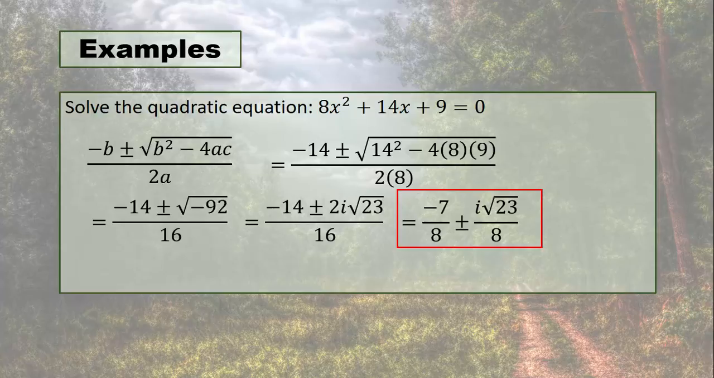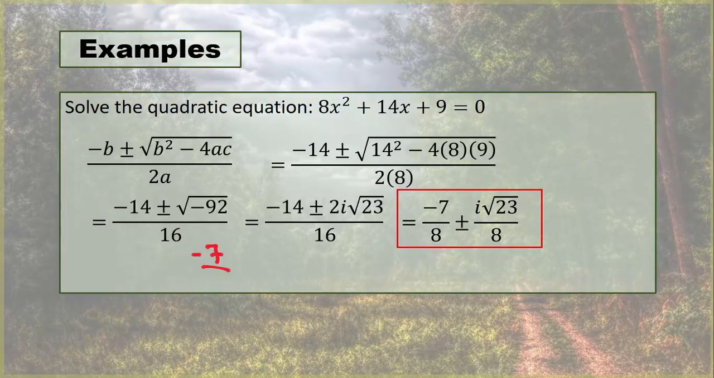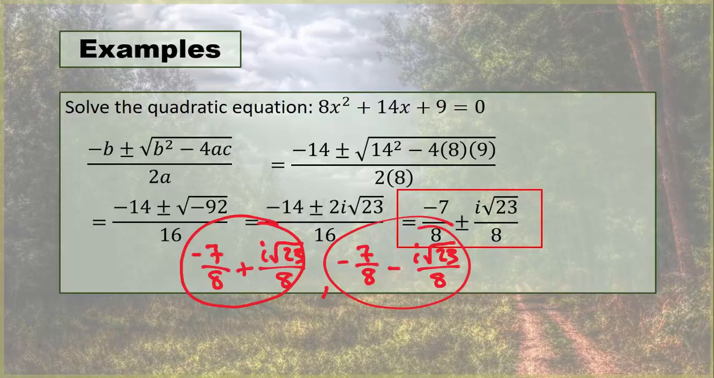But what if you look at it like this? One of our answers is negative 7/8 plus i square root of 23 over 8. And the other answer is negative 7/8 minus i square root of 23 over 8. Our answers, when we use the quadratic formula, are in fact complex conjugates. And they always will be. Always.